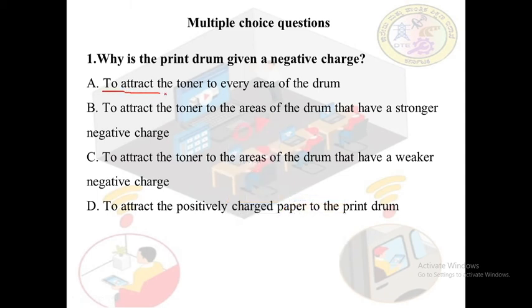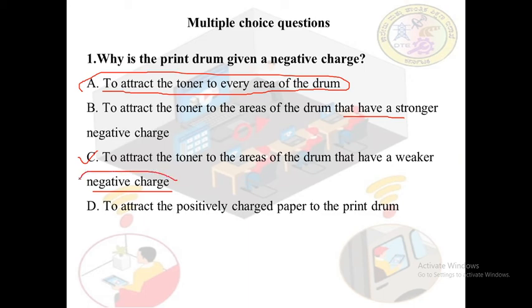Option A, to attract the toner to every area of the drum. Option B, to attract the toner to the areas of the drum that have stronger negative charge. Option C, attract the toner to the areas of the drum that have weaker negative charge. Option D, to attract the positively charged paper to the print drum. So answer is to attract the toner to the areas of the drum that have a weak negative charge. Option C is the right answer. All the options appear similar. We have to understand to attract the toner powder to the areas that have the weak negative charge, that is the darker portions of the drum.